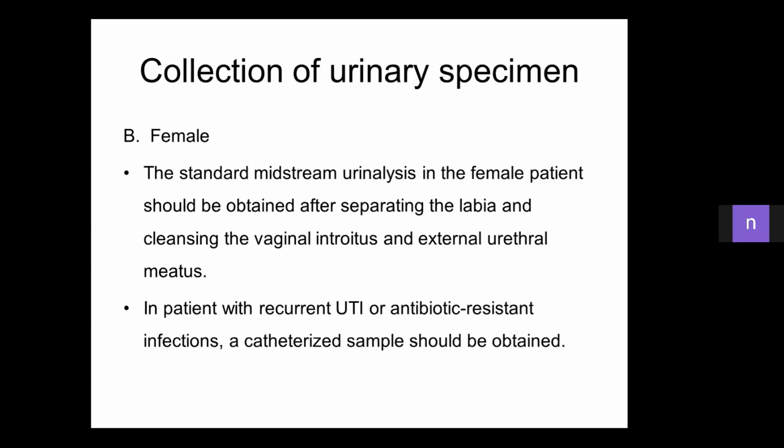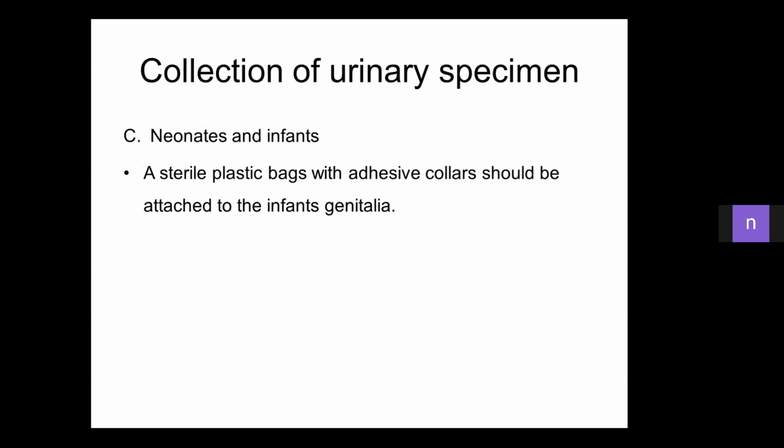So for female, the standard midstream urinalysis in the female patient should be obtained after separating the labia and cleansing the vaginal introitus and external urethral meatus. So for a patient with recurrent UTI, a catheterized sample should be obtained. And then for neonates and infants, we use sterile plastic bags with adhesive collars, which should be attached to the infant's genitalia.